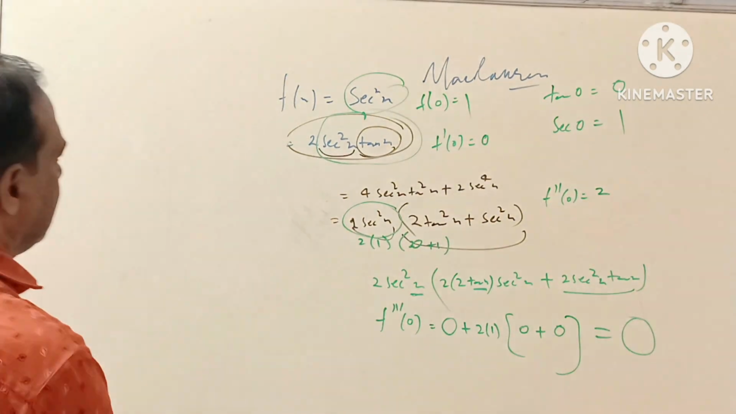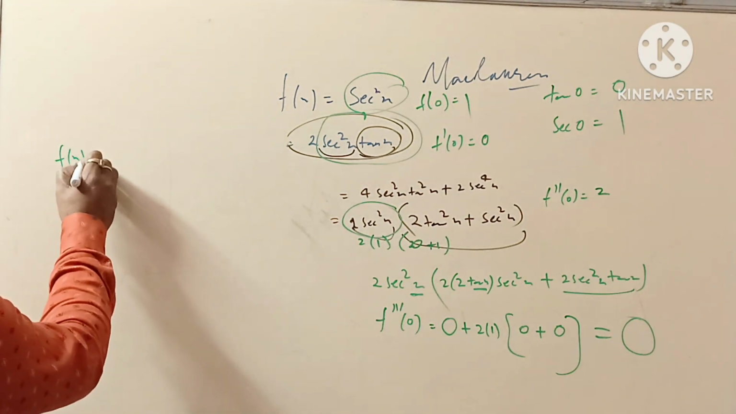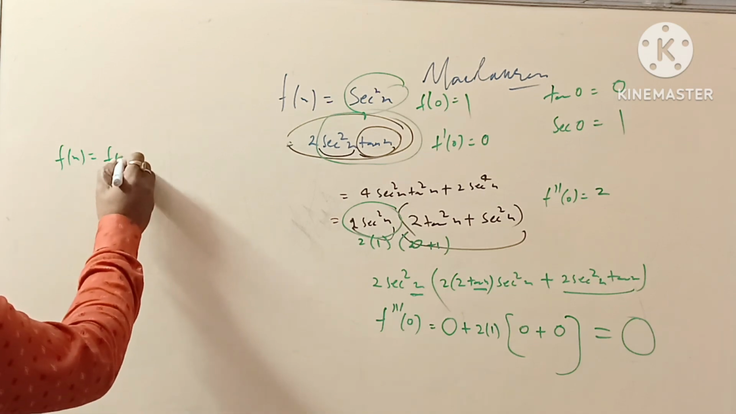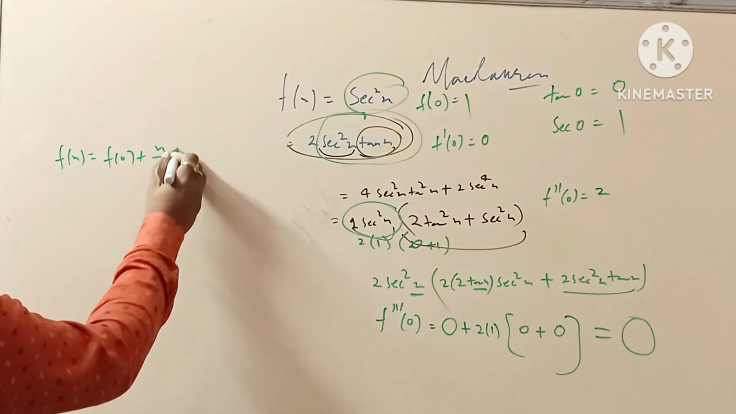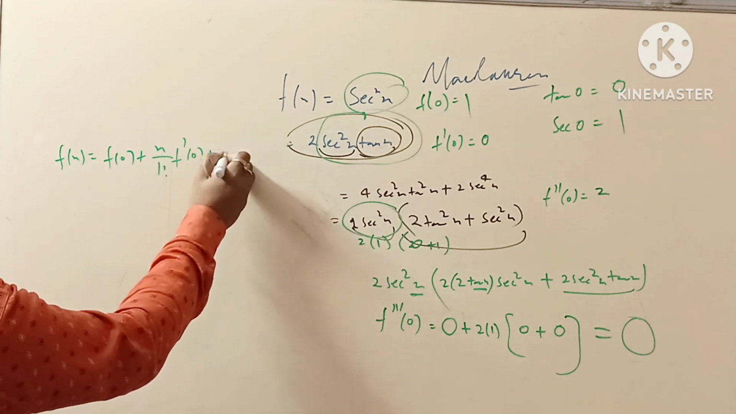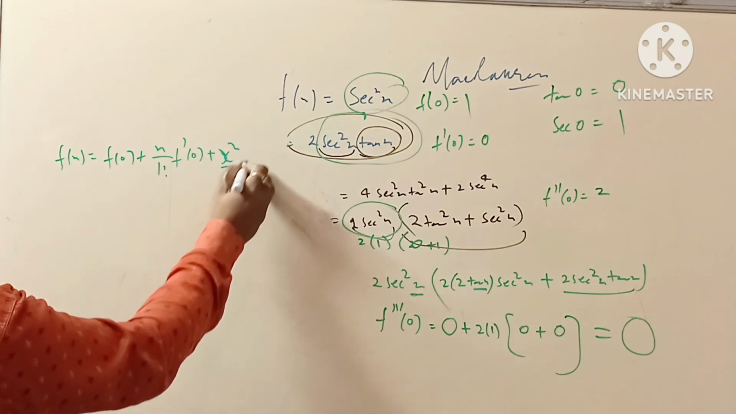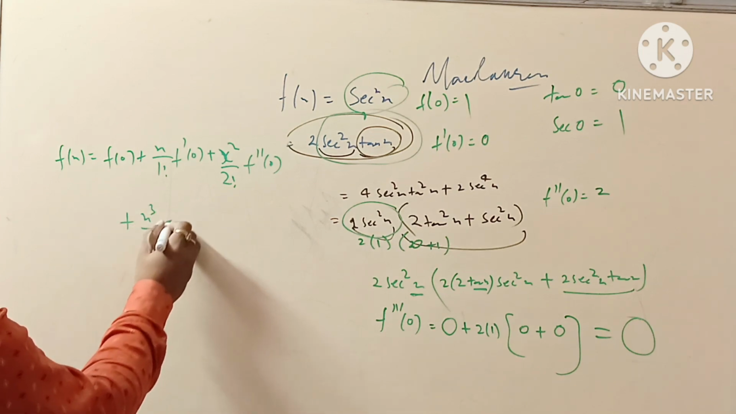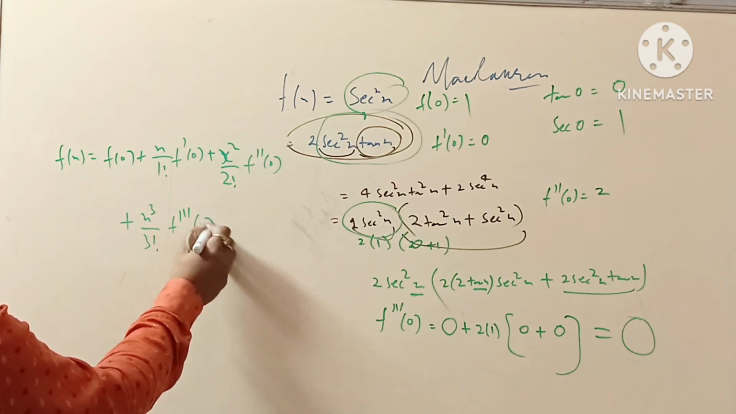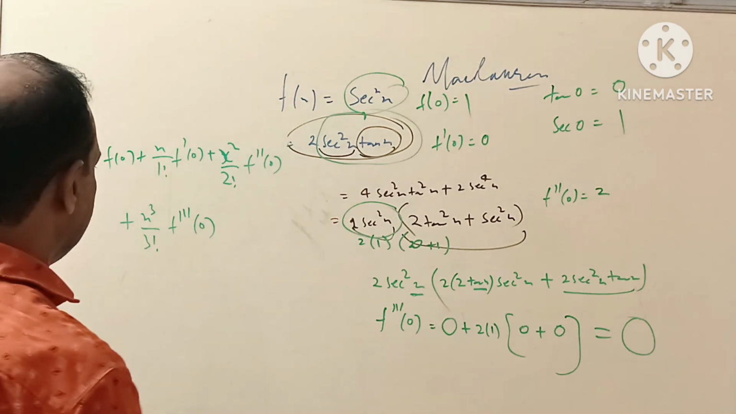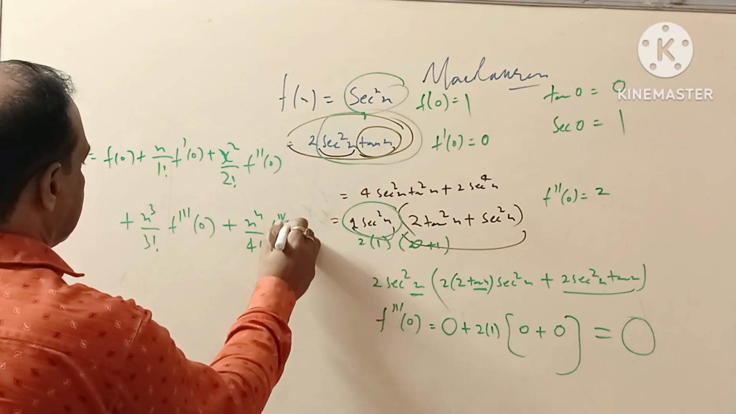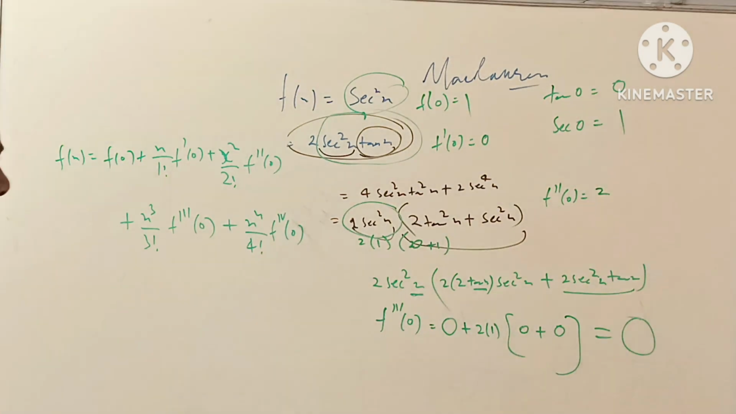Now the equation of f(x) equals sec square x will be something like this. We know that this is f(0) plus x over 1 factorial f dash 0 plus x square over 2 factorial f double dash 0 plus x cube over 3 factorial f triple dash 0, and you can go for the fourth term also, which will be x power 4 over 4 factorial f fourth derivative at 0. Now what we can do here is just put the values here.